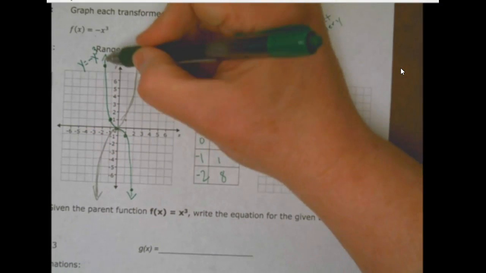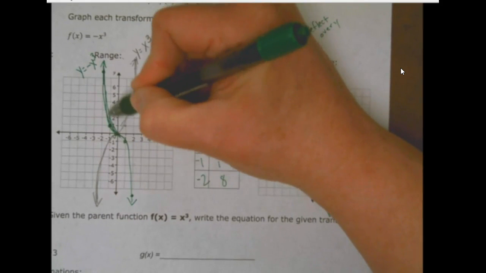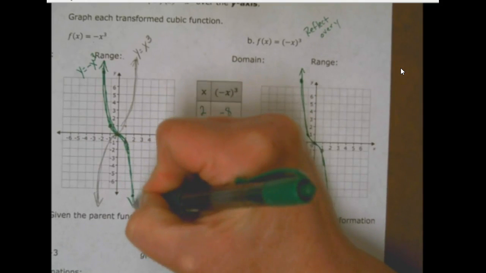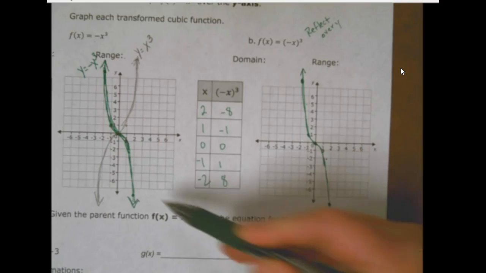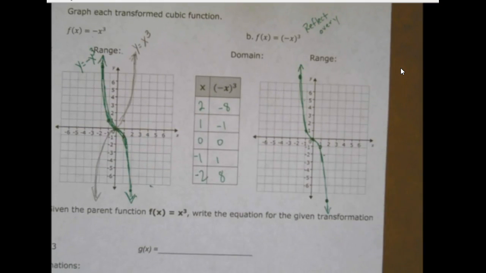What do you notice about a reflection over the x-axis and a reflection over the y-axis? It's the same. Because of that point symmetry that we talked about on the first page, these reflections are the same.